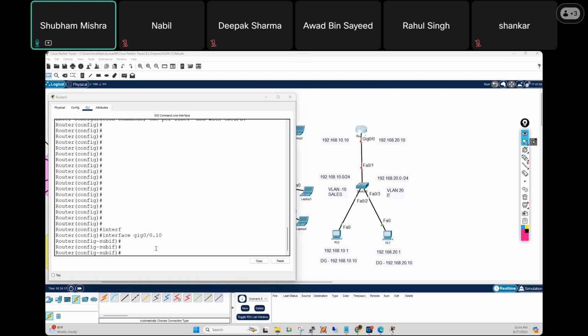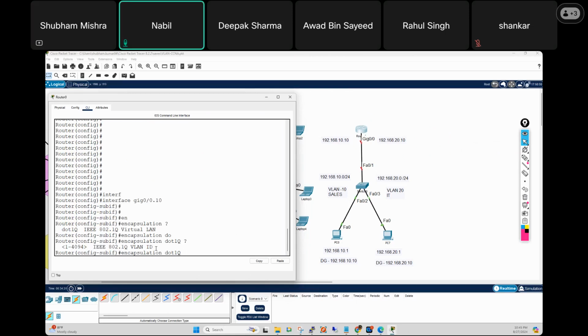So what is the encapsulation protocol? The command is, guys, encapsulation. Then I press the question mark. What is this? It supports dot1Q. So dot1Q. And after that, I again press the question mark. What is this? You need to mention the VLAN ID. VLAN means ID. You need to tell the router.